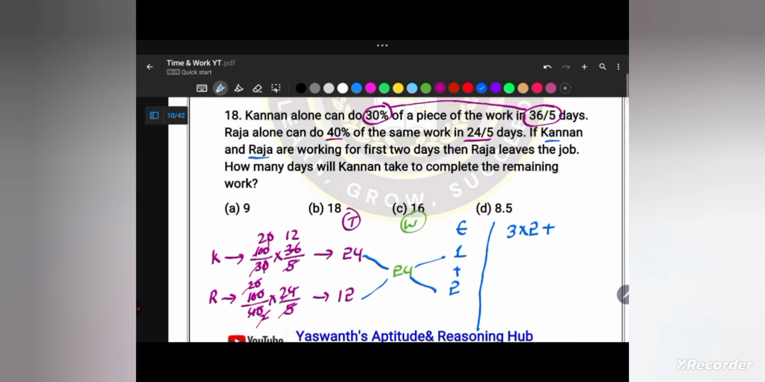Next, Kannan will be working alone to complete the remaining work. What is Kannan's efficiency? It is 1, multiplied by the time period, let it be X. We need to find it. This will be equated to the total work, that is 24. So X will be equal to 24 minus 6, which means 18. So Kannan should work for 18 days. You can mark option B.